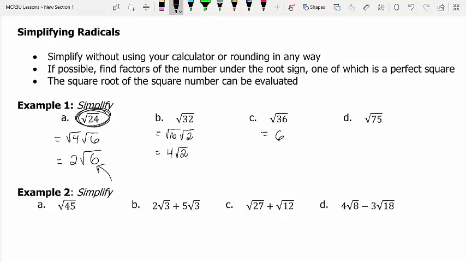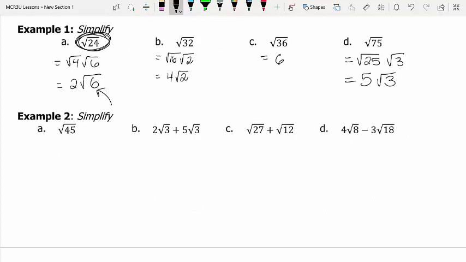Okay, root 75. Okay, not a perfect square. We can't do that in our head easily. So let's see if we can break it up into factors where 1 is a perfect square. So we can break it up into root 25 times root 3 because 25 is a perfect square. Okay, let's try this one. So we don't know root 45 off the bat. So let's go ahead and break it down into factors where 1 is a perfect square. So 9 and 5. And then we can break down square root of 9 because that's a perfect square. And then we are finished.